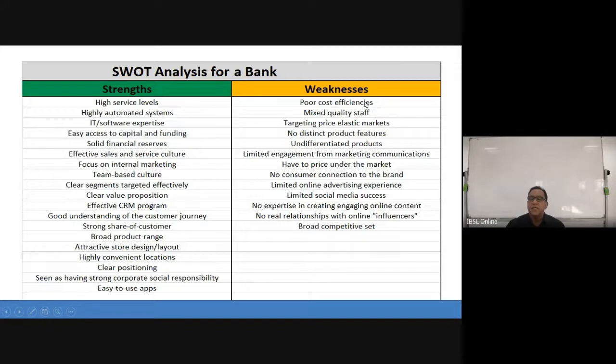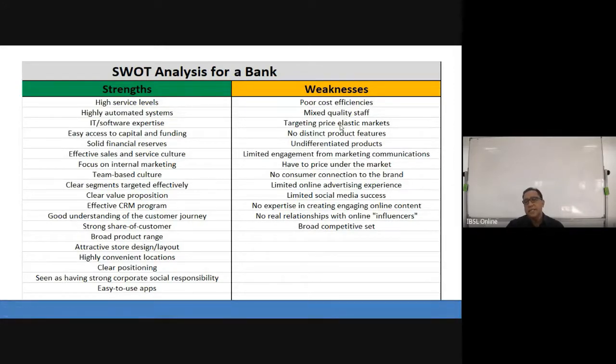Weaknesses. Poor cost efficiencies. Again, you have more staff, inefficient staff, so you have high cost because they are not skilled. Mixed quality, I mean, there are good quality and weak staff as well. Targeting price elastic markets. What is a price elastic market? Elastic markets are where when the price is increased, the demand decreases. So if you want to increase your loan rate a bit, then you find a huge decrease in the demand for loans. In such a case, it's difficult for you to increase price. That is again going to affect you.